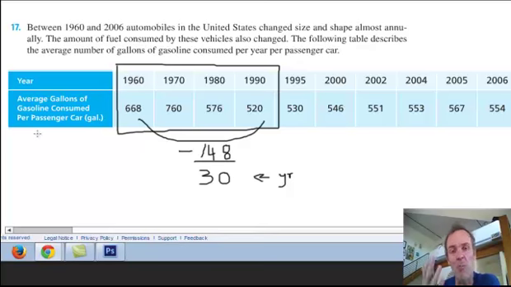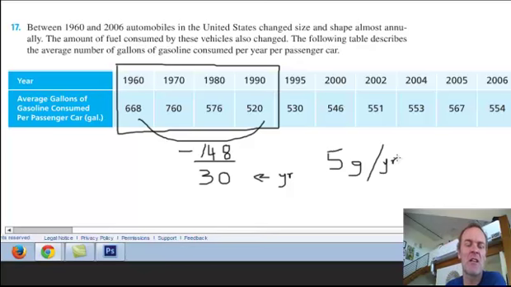What is that per year? Put that in your calculator. I think it comes back at 4.93, so about 5. About 5 gallons per year. So cars were using 5 gallons less per year, in terms of average gasoline consumed per passenger car. We don't say 148 in 30 years. What is it per year? It's decreasing by 5 gallons per year, just for that 30-year period.